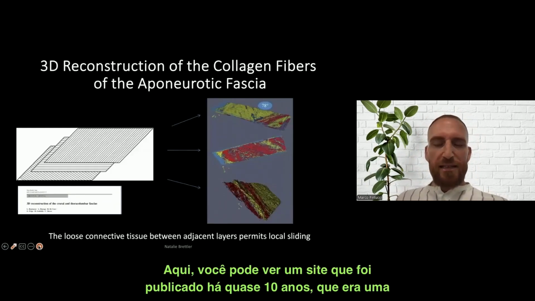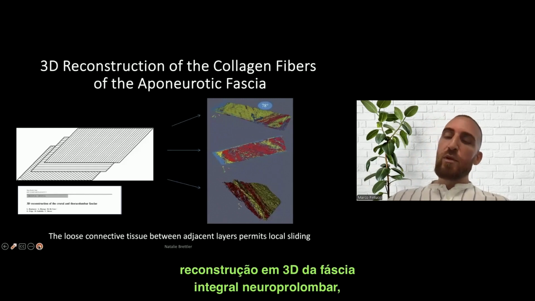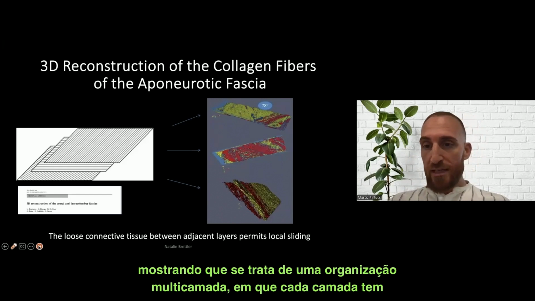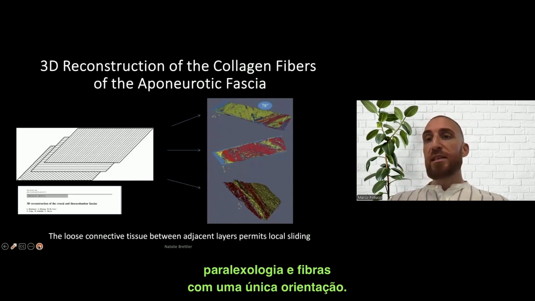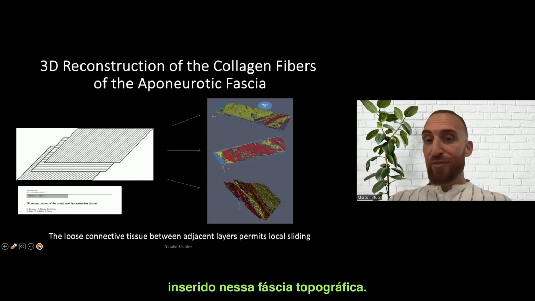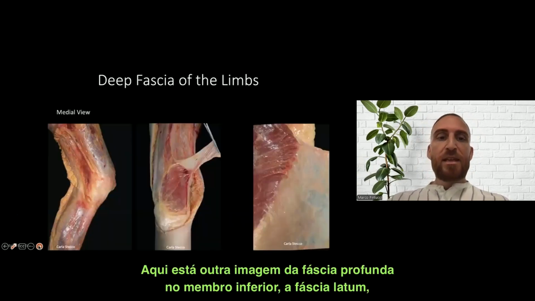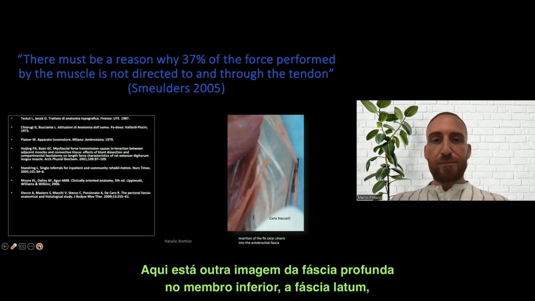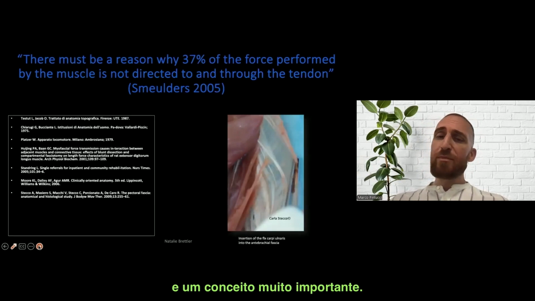Here you can see a study that was published almost 10 years ago. It was a 3D reconstruction of the thoracolumbar and crural fascia, showing a multi-layer organization where each layer has parallel collagen fibers with a single orientation. Usually this orientation follows the traction of the muscles that insert into this aponeurotic fascia. Here are some other images of the deep fascia in the lower limb, the fascia lata. And then a very important concept.